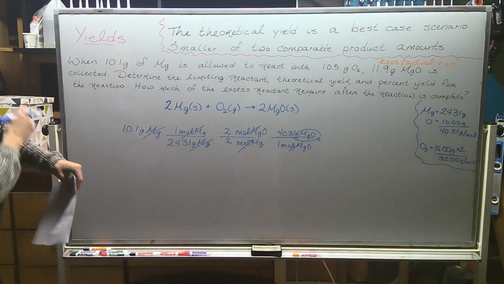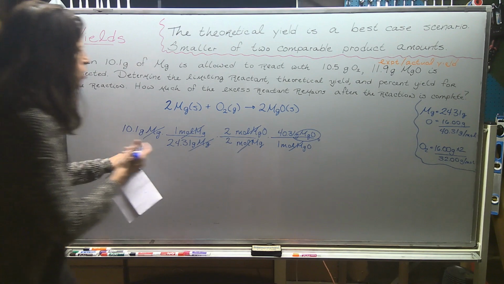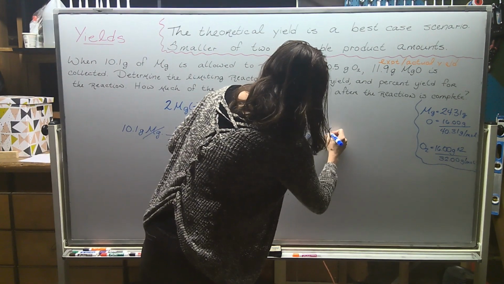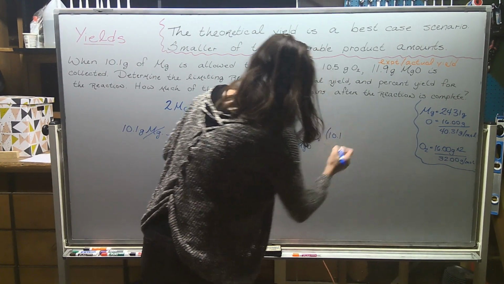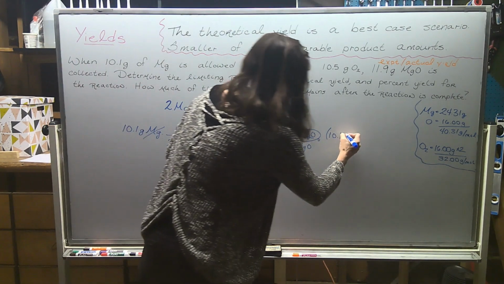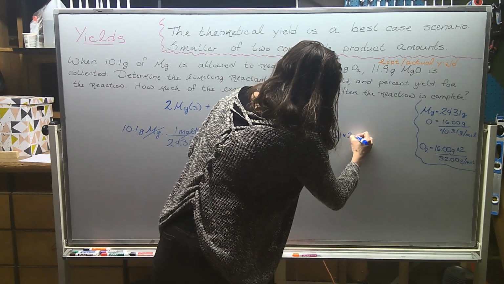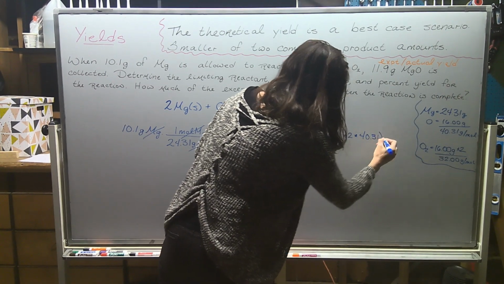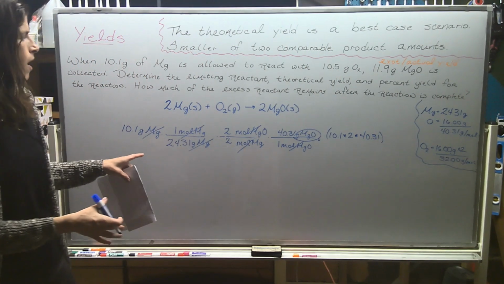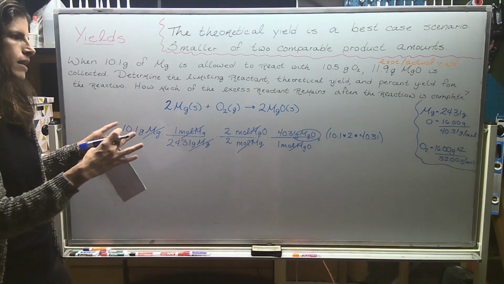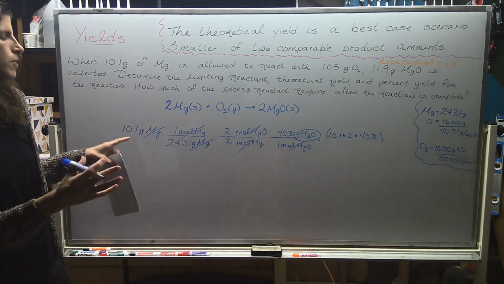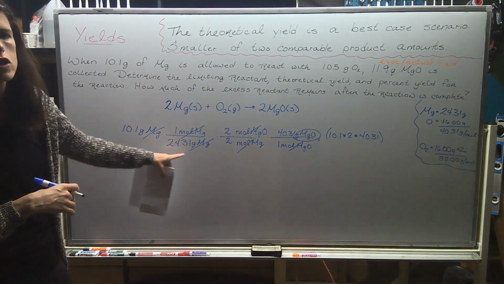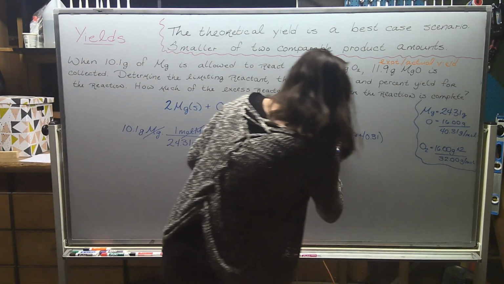In terms of what you're plugging into your calculator, you need to do, and let me just write it down, 10.1 times 2 times 40.31. If you want to plug it in all in one step, that's great. That's probably the way to go, but use a big set of parentheses around all the values up there in the numerator. And then you're also going to do another set of parentheses for the denominator.